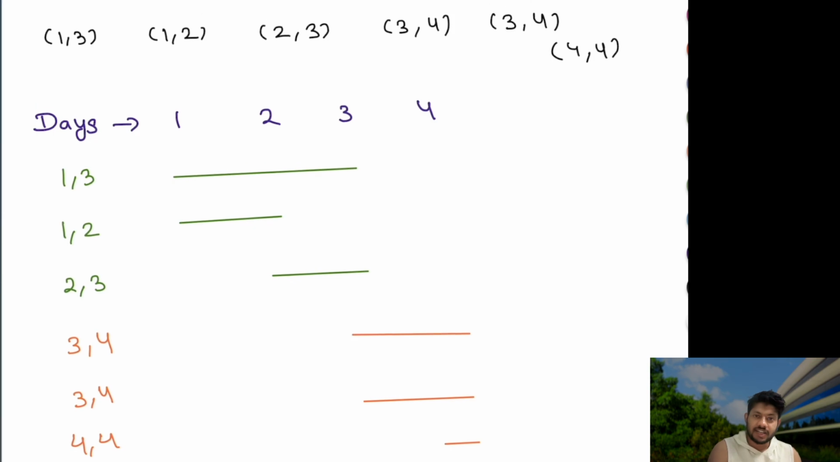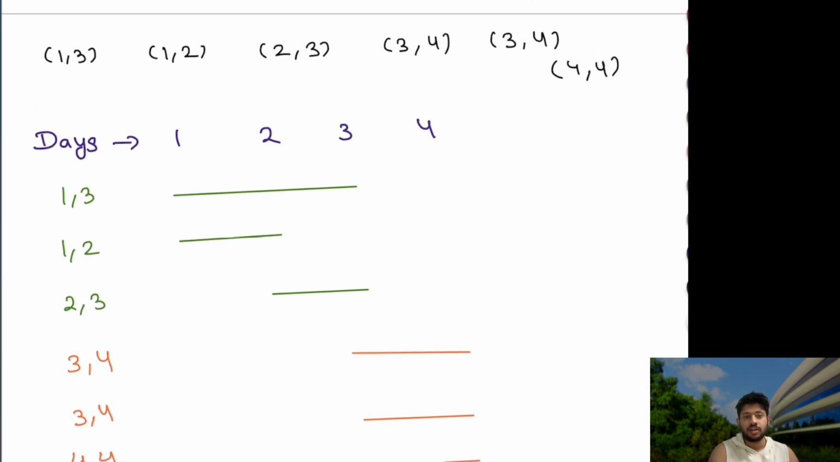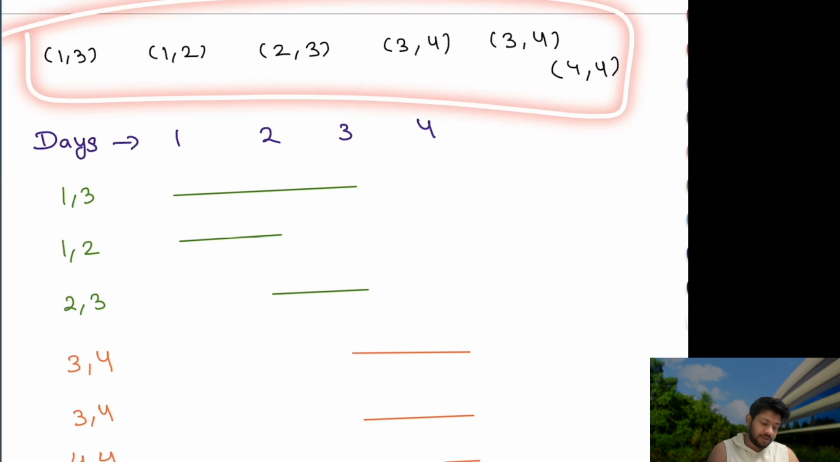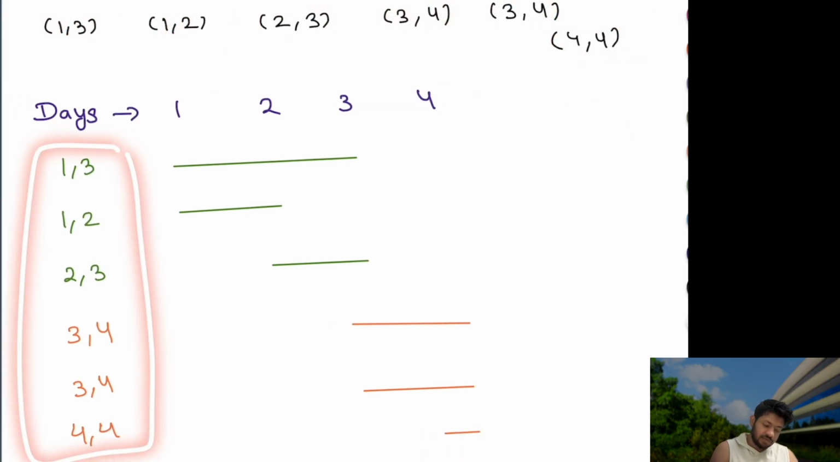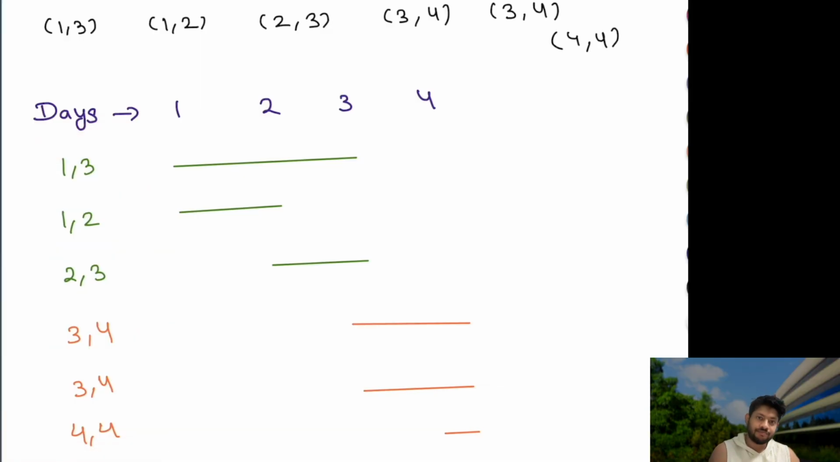Now let us see a scenario in which we will not be able to attend all the events. So let us say these are the events which are happening: 1 to 3, 2 to 2, 1 to 2, 2 to 3, 3 to 4, 3 to 4, 4 to 4. These are 6 different events which are happening on different days.